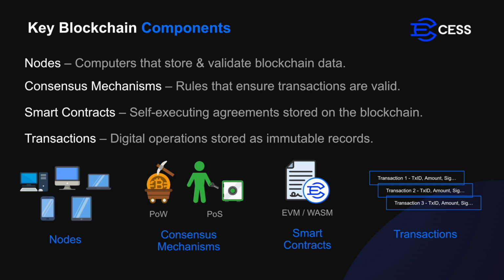To summarize, nodes maintain and verify the blockchain. Consensus mechanisms ensure agreement on transactions. Smart contracts enable trustless automation. Transactions are the fundamental operations recorded on the blockchain.